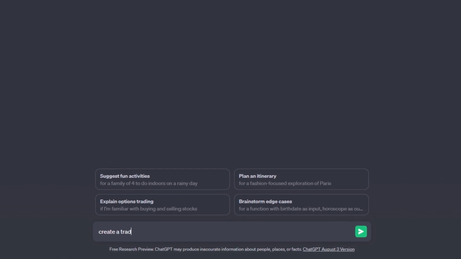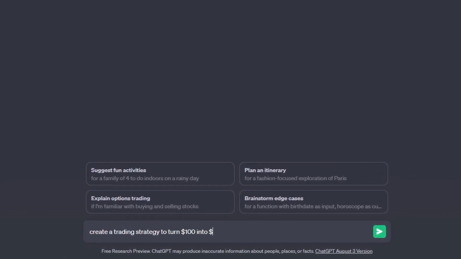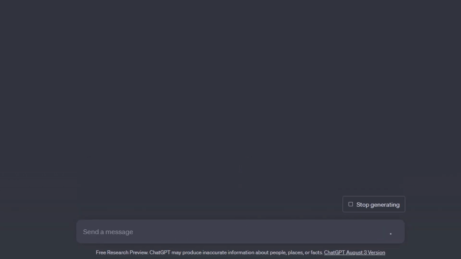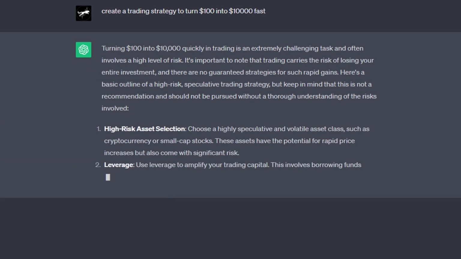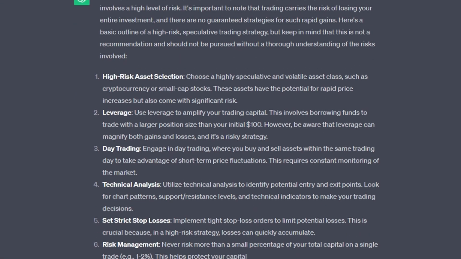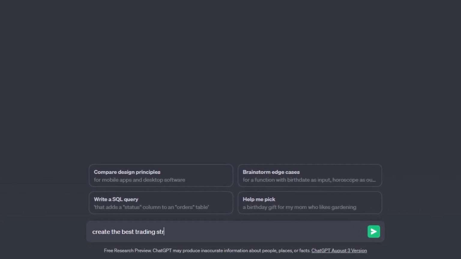I recently requested an AI to provide me with a trading plan capable of swiftly turning $100 into $10,000. While I received some general advice, such as concentrating on highly volatile assets, employing technical analysis, and maintaining discipline, these guidelines lacked specificity.